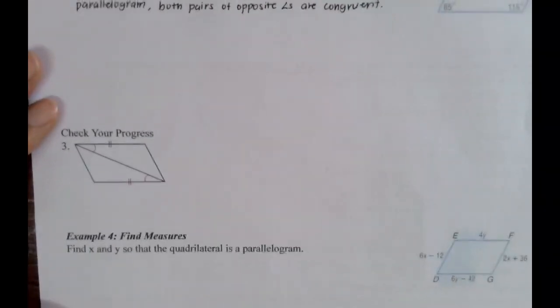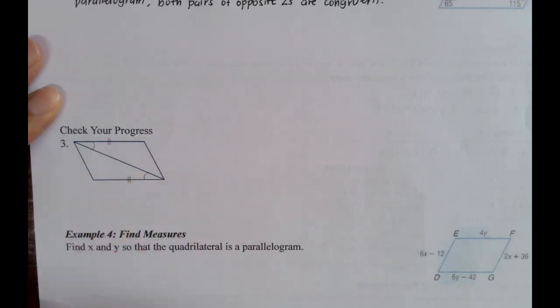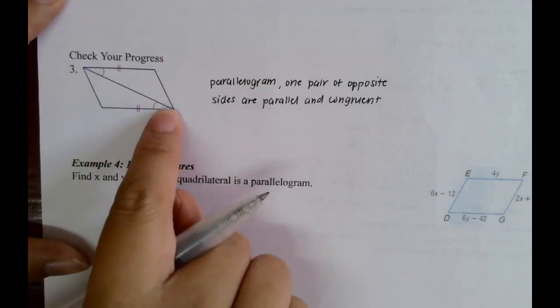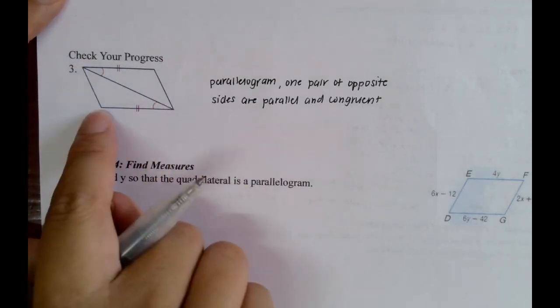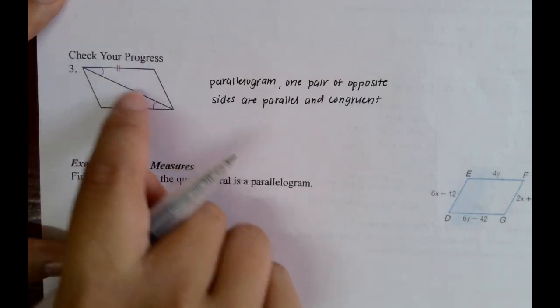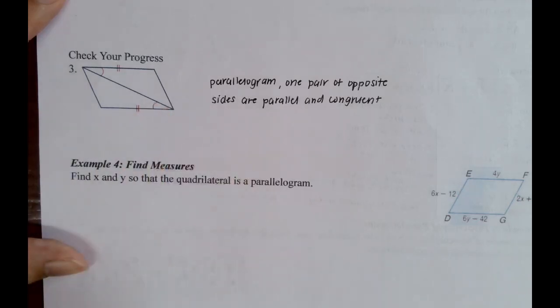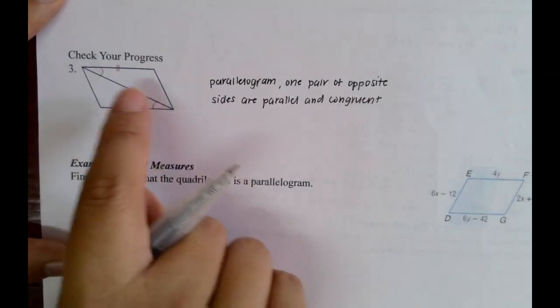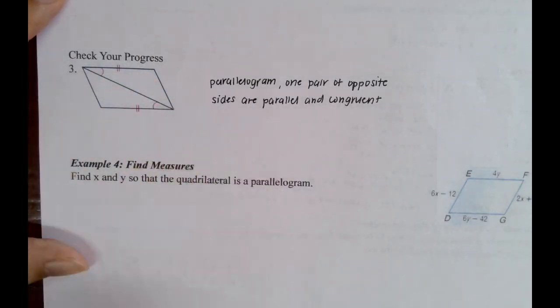Okay. So why don't you try CYP3, determine if this is a parallelogram, and then once you got it, you're good. This is a parallelogram because one pair of opposite sides are parallel and congruent. You might be wondering, I see how they're congruent, but why are they parallel? The reason why this line and this line are parallel is because alternate interior angles are congruent, right? And so the converse of the alternate interior angles theorem tells us that if alternate interior angles are congruent, then those lines that form it have to be parallel.